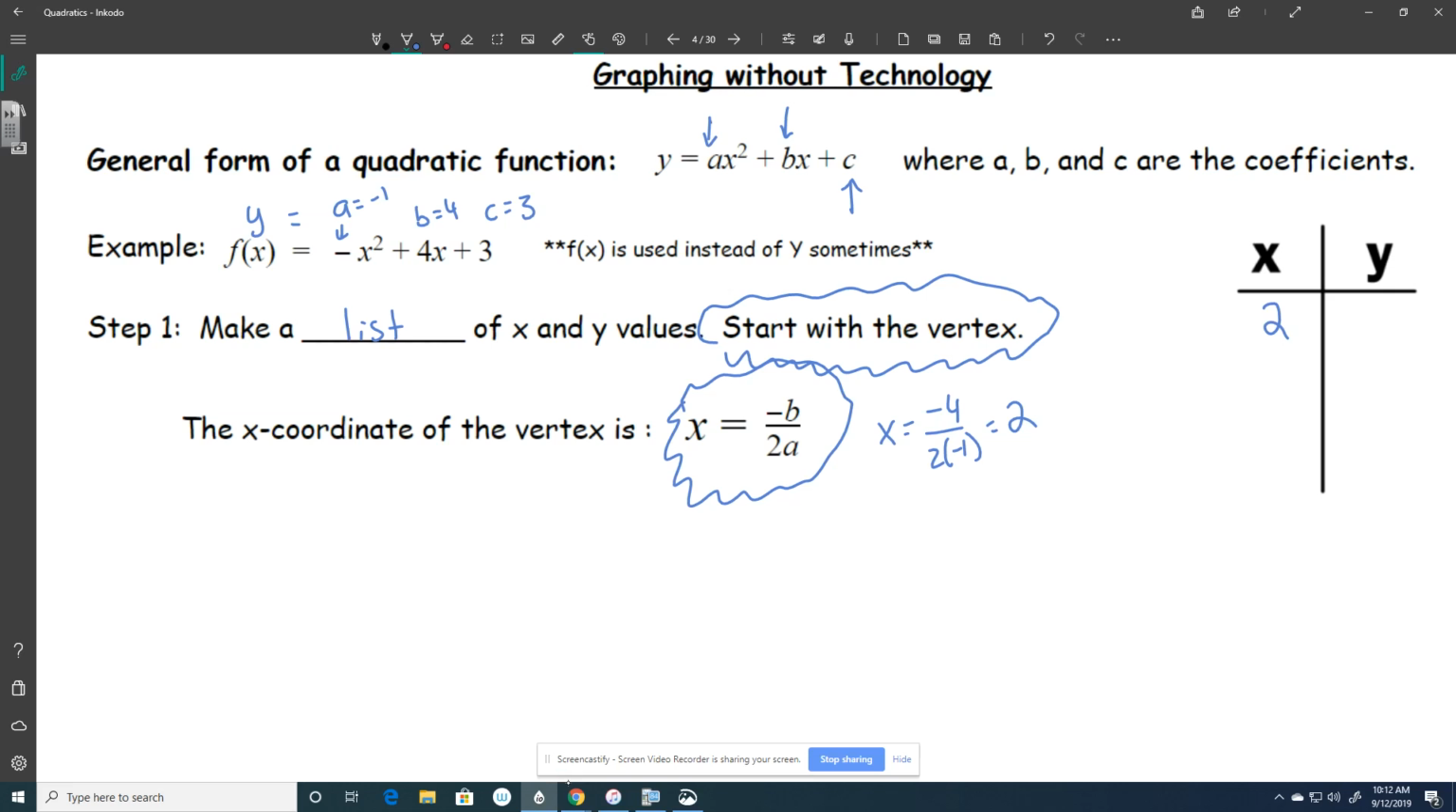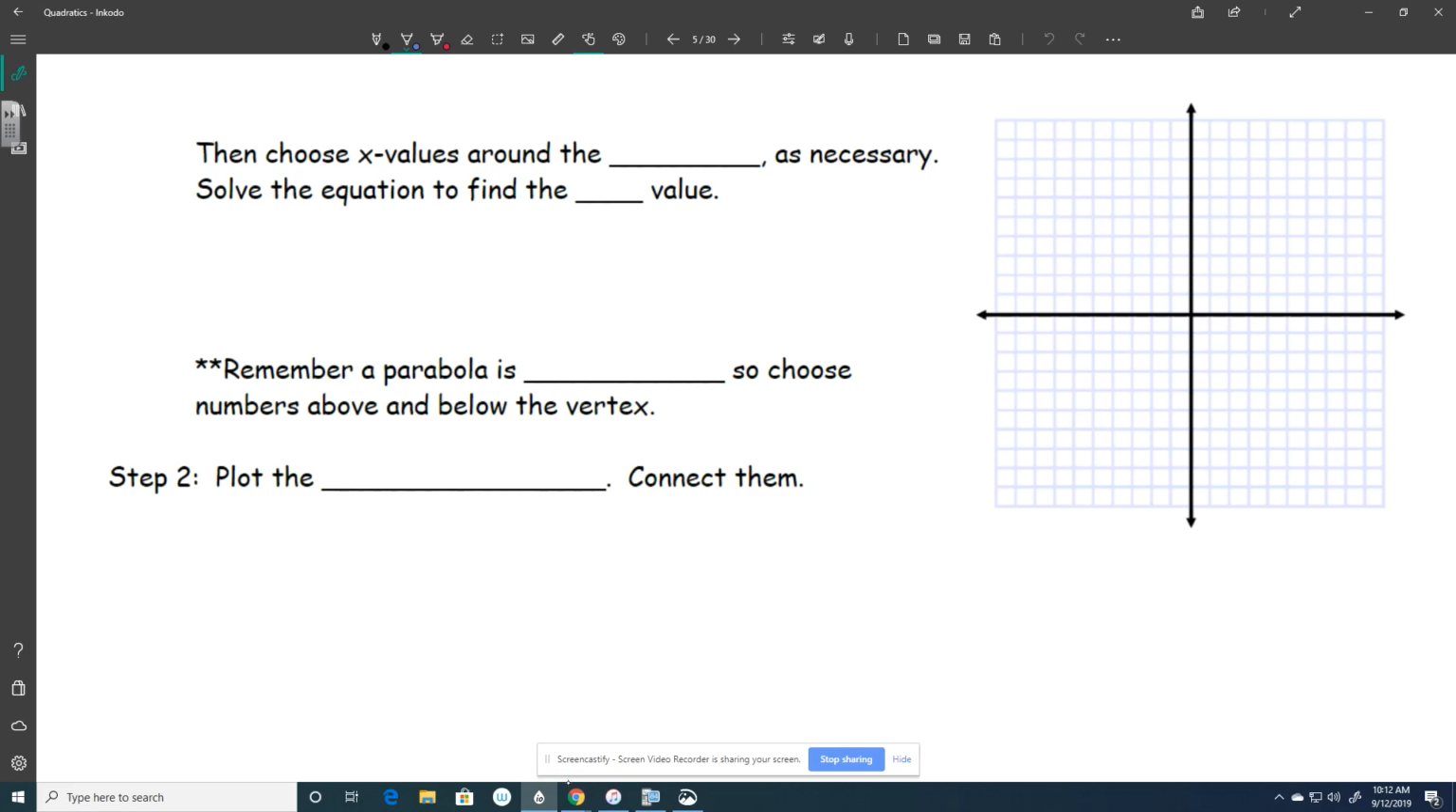To figure out the y value, I just plug 2 into my function. So -2 squared plus 4 times 2 plus 3. So that's -4 plus 8 plus 3. -4 plus 8 is 4, plus 3 is 7. So my y value is 7. So on my graph, and I think I gave you a picture here, I did. So 1, 2, 3, 4, 5, 6, 7. My vertex is right here. Okay, that's where I start.